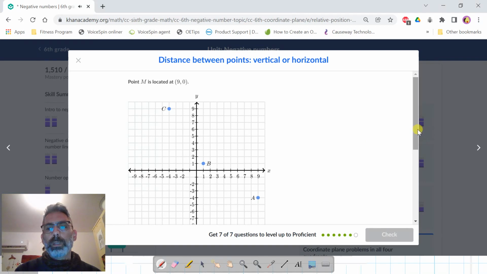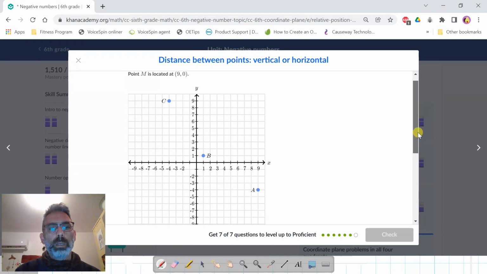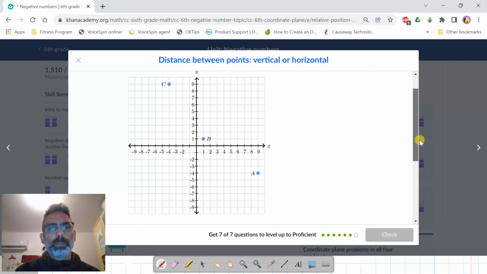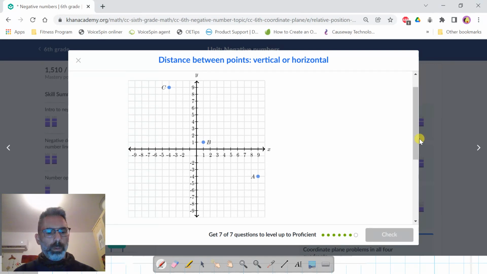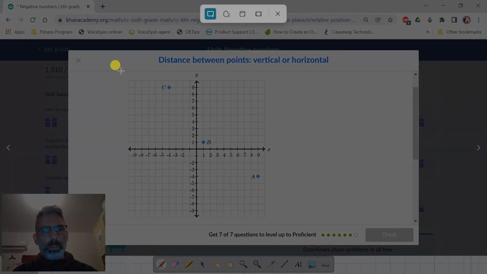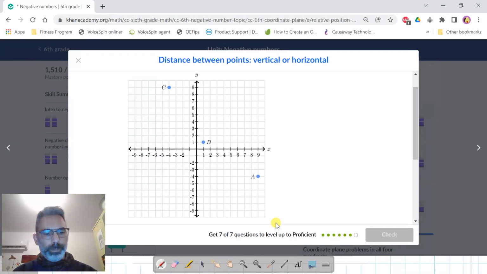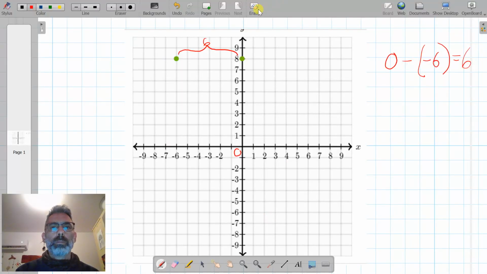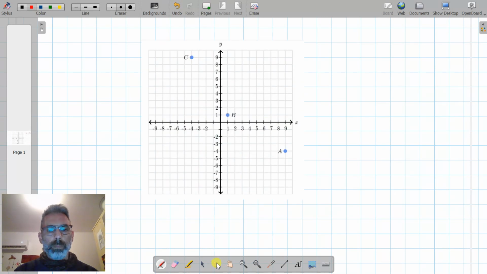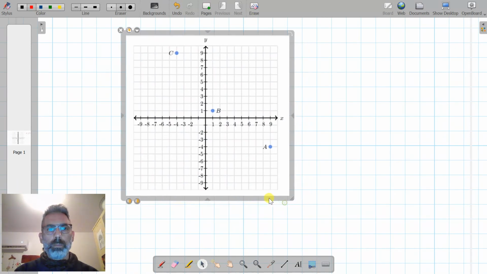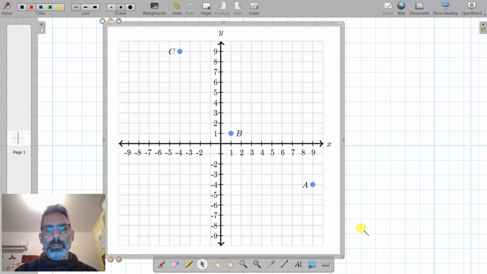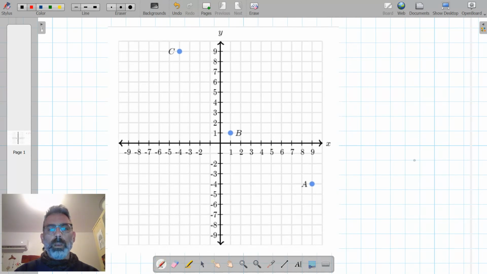Point M is located at 9 and 0. So let's plot point M. Point M is located at 9 and 0 on the y-axis. Okay, so this is point M.